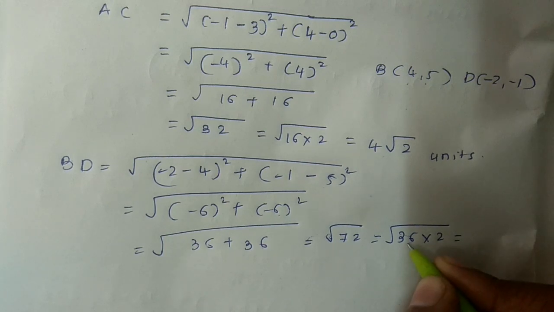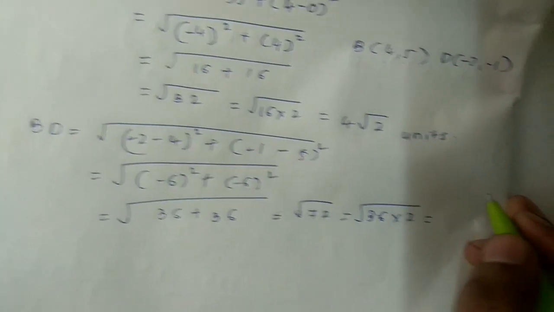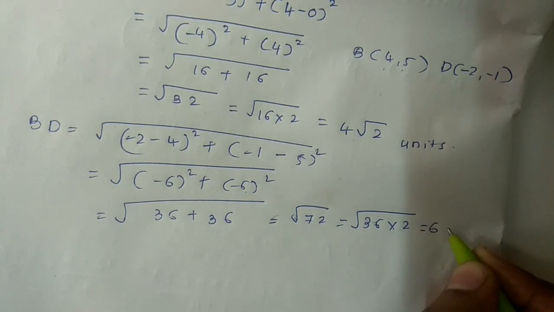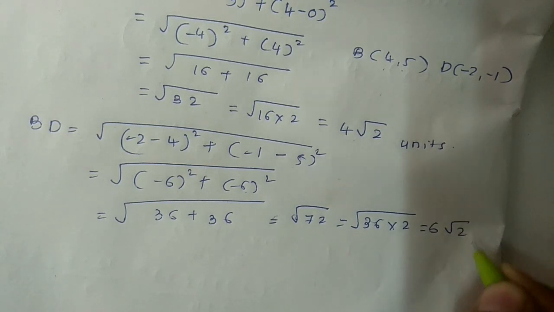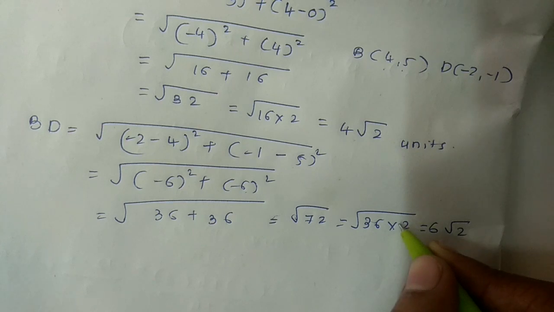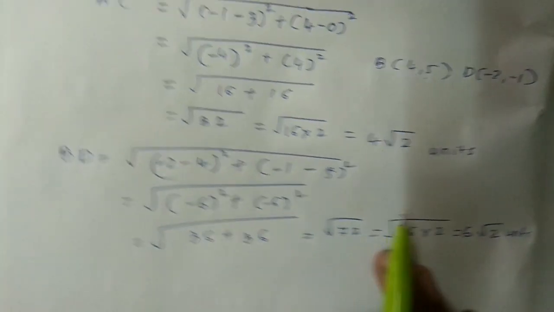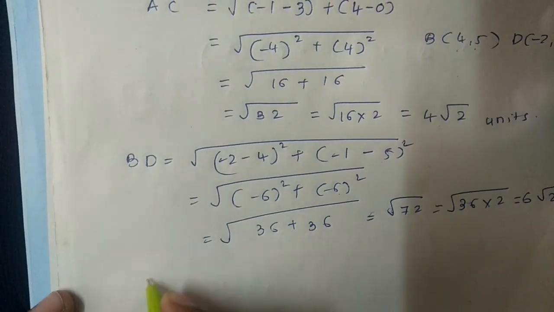Further we can write this as 36 into 2. That 36 is a square number, so its square root we can find: that is 6, and root 2 stays as it is, because 2 is not a perfect square, and the answer is in units. So we got AC and BD. Now we can find the area of the given rhombus.